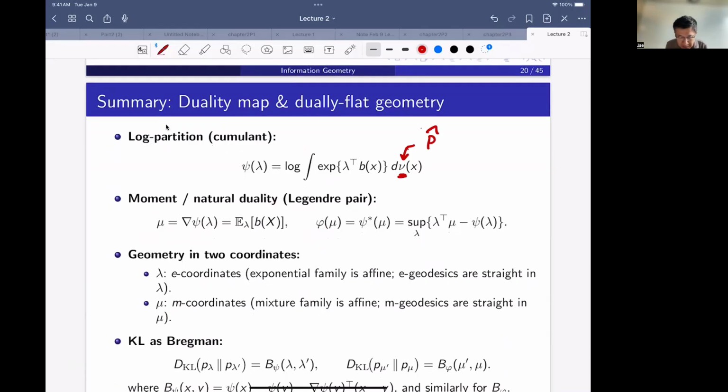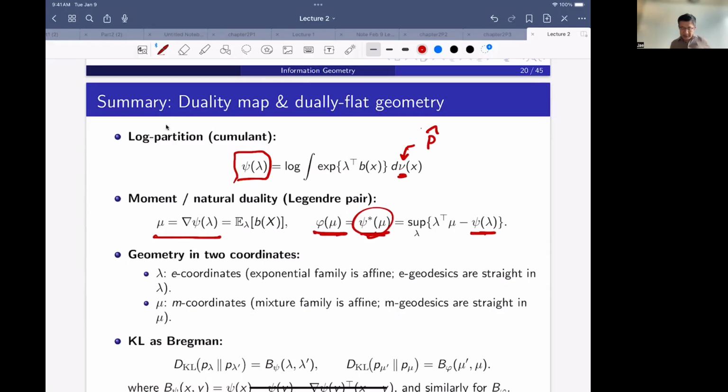So basically, this is the potential function, right? This potential function gives the moment, and then from the potential function, you can construct a dual function, right? Which last week in one class we called psi star, but we now use another notation, phi.